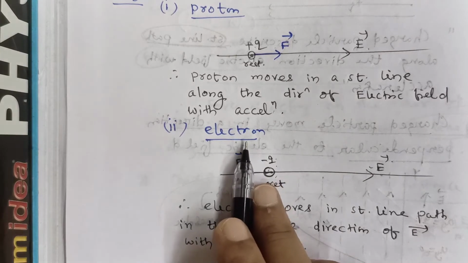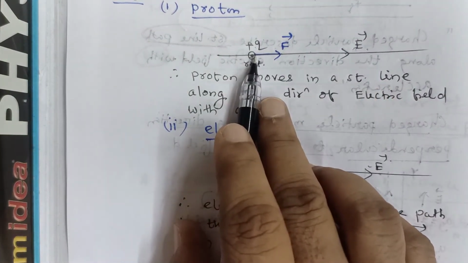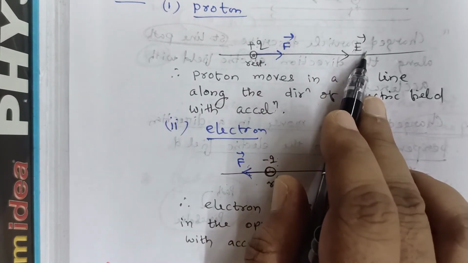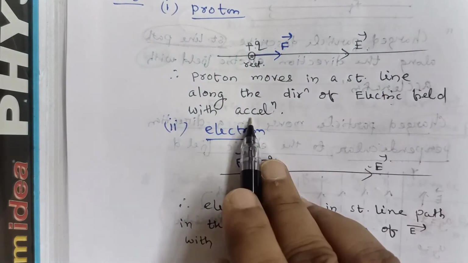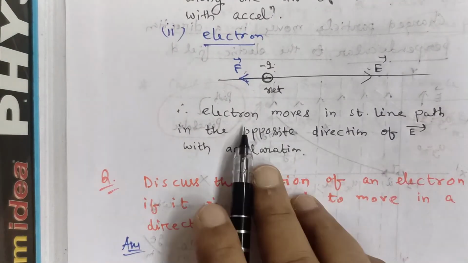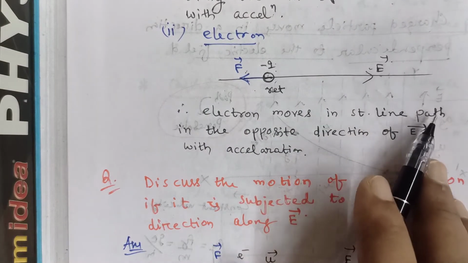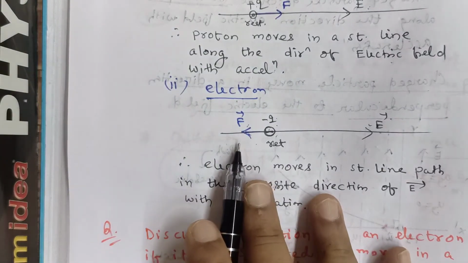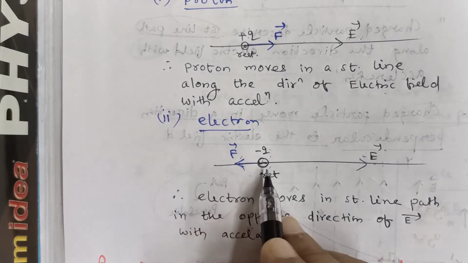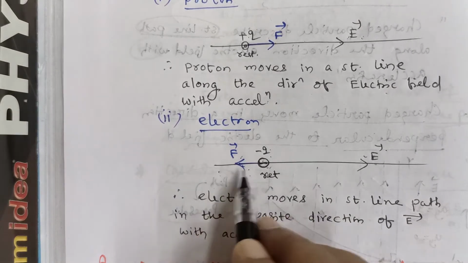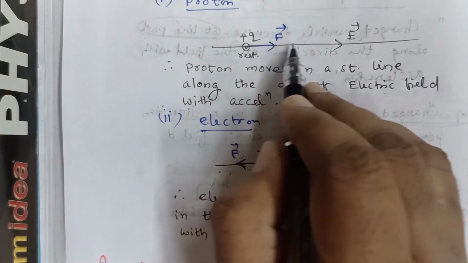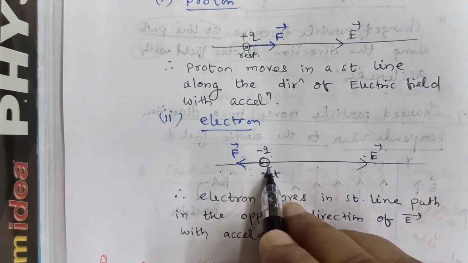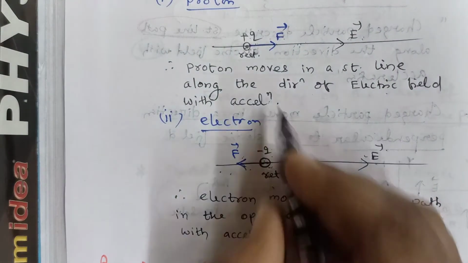So if a question comes, in the electric field if the proton is at rest, what happens to its path? Simply you can say the proton moves in a straight line path along the direction of the electric field with acceleration. Similarly for the electron your answer should be, the electron also moves in a straight line path in the opposite direction of the electric field with acceleration. You should not say retardation. Why will you not say retardation? Initially it is at rest, velocity increases, meaning acceleration. Force is acting, so velocity increases. For both cases the charged particles are accelerated, whether it is a proton or an electron.